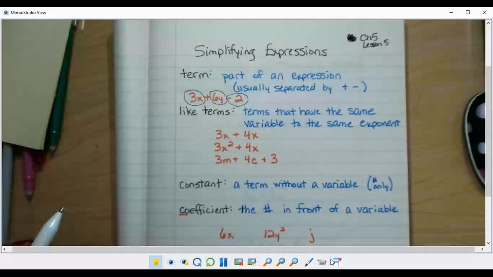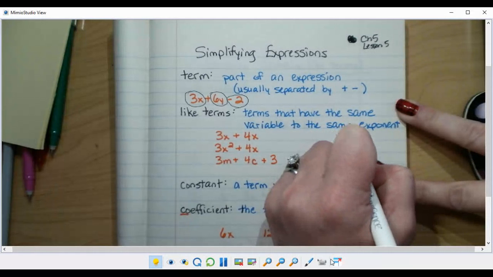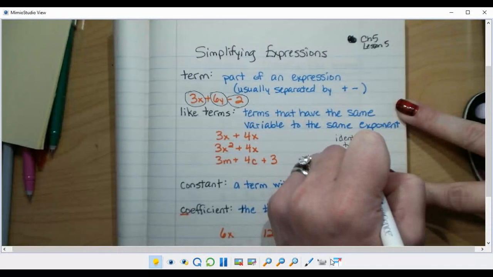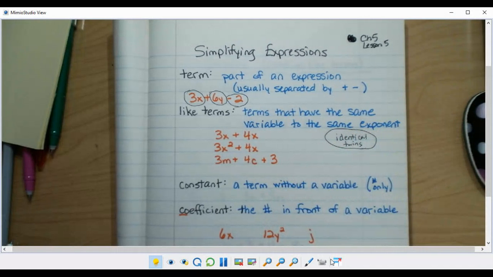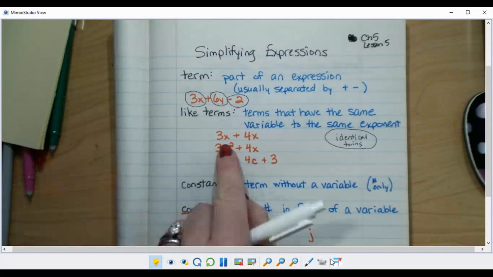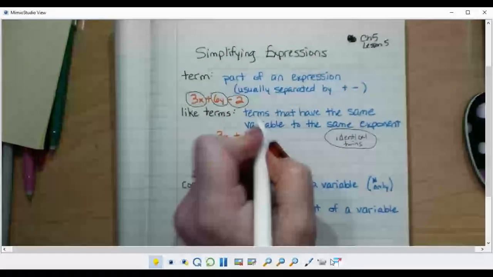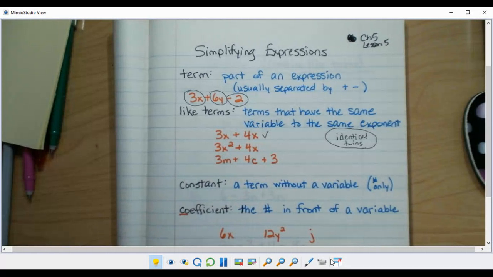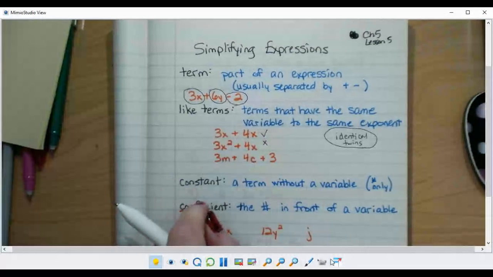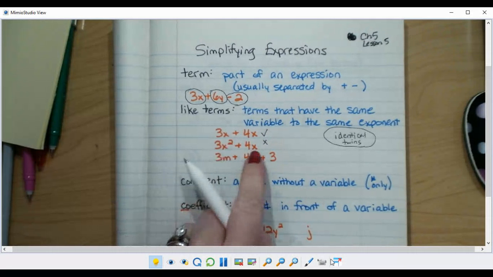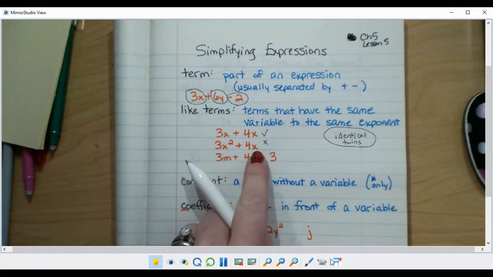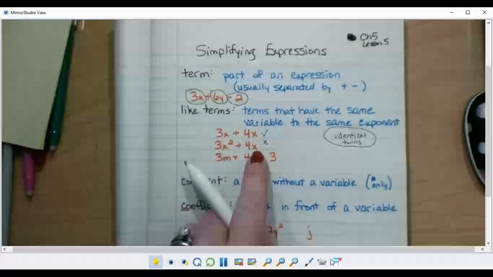Now, more specifically, we've got like terms, and those are chunks that have the exact same variable and the exact same exponent. I call them identical twins. Not just siblings, but identical matches. All right, so three examples. 3x plus 4x, those are like terms because they both have the variable x and nothing with the exponent. It's a 1, but we don't write that. My second example, they are not like terms because even though we have x's, this one has an exponent of 2 and this one does not. So those are not like terms.